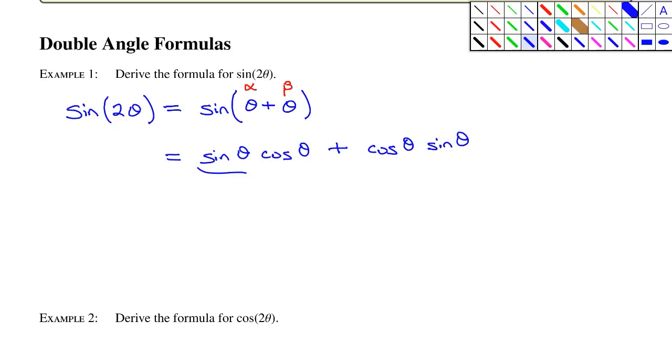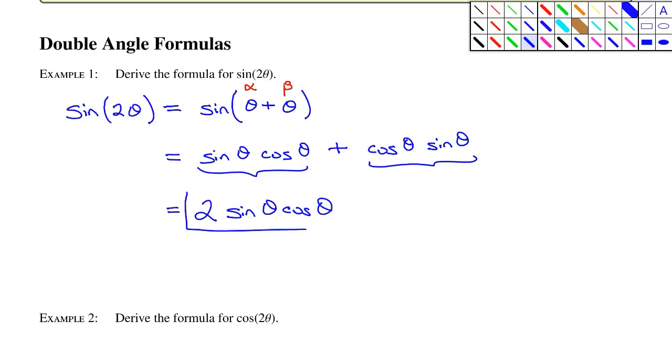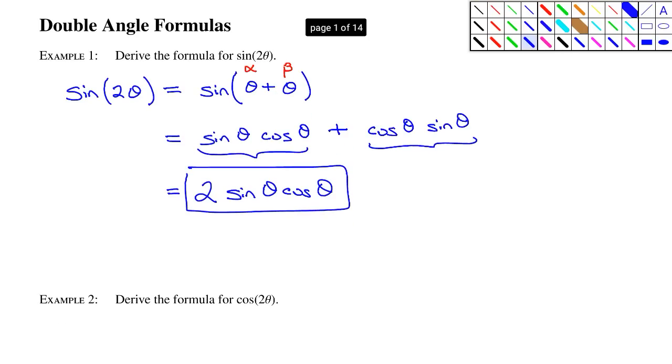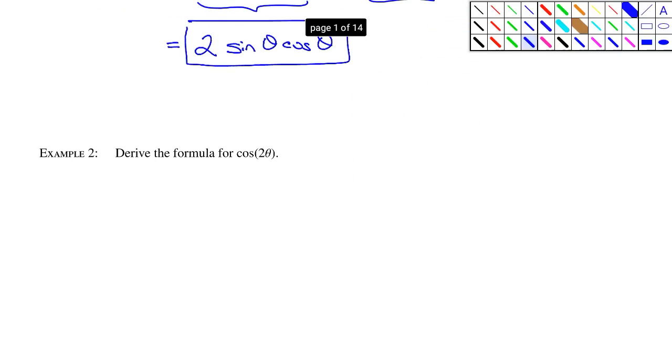Now these two expressions are exactly the same even though they're written in different orders. So really what we have is 2 sine theta cosine theta. And that's the double angle formula for sine. So hold on to that. Let's take a look at the double angle formula for cosine.